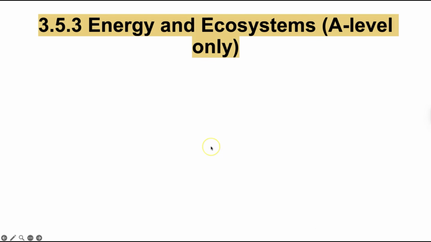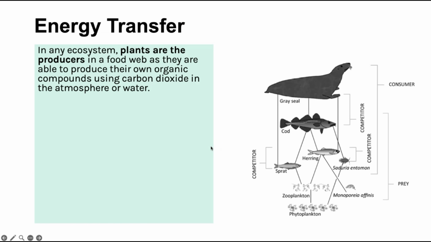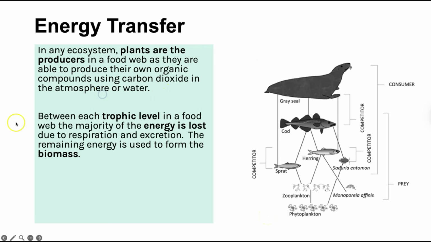Next then is 3.5.3, energy and ecosystems. Now in any ecosystem, plants are going to be the producers in a food web. And that's because they produce their own organic compounds from photosynthesis, like we just saw. And between each trophic level, meaning the stage in the food web, energy is lost. And that's because between each stage, the organism will be respiring, so using up that glucose, and therefore there is less biomass available in the organism. And also there'll be energy lost through excretion as well.